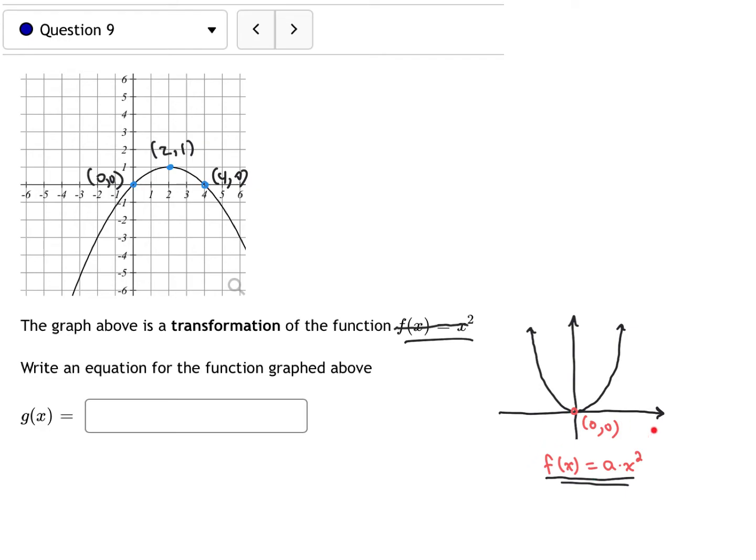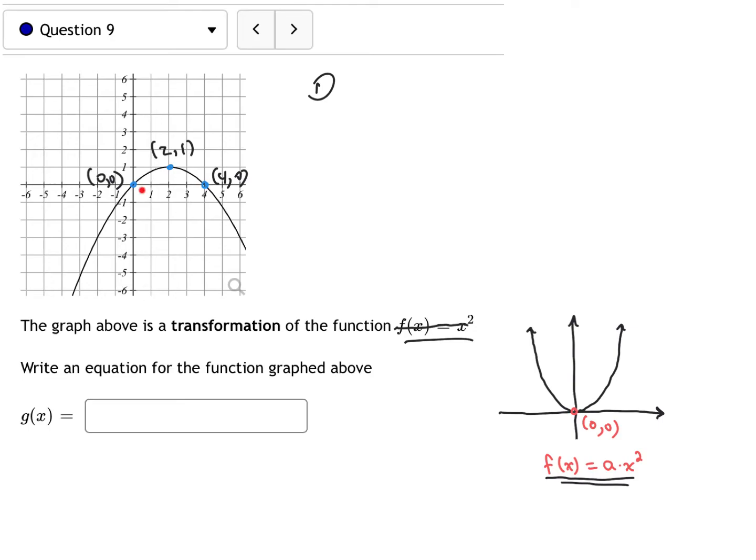So by starting with this generic form, that allows me to do the transformation of moving this vertex to the new position, and then to figure out what that value of a would have to be in order for the parabola to hit these other points. So I'm going to do it in 2 steps. I'm going to make my vertex move to this position, which I can do by shifting, and then I'm going to figure out what the scaling factor has to be so that the picture also hits these other 2 points.